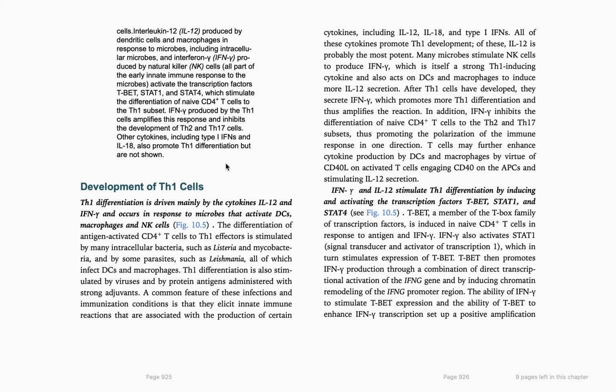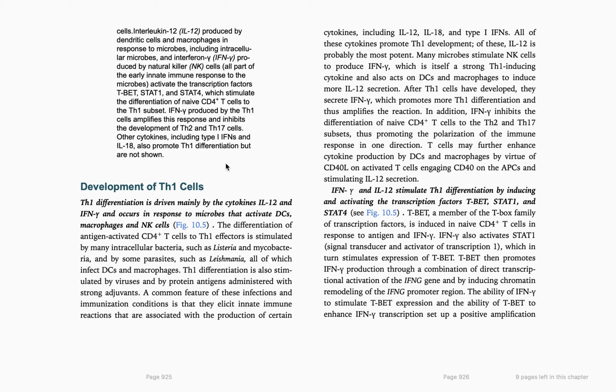After Th1 cells have developed, they secrete interferon gamma, which promotes more Th1 differentiation and thus amplifies the reaction. In addition, interferon gamma inhibits the differentiation of naive T cells to the T helper 2 and T helper 17 subsets, thus promoting the polarization of the immune response in one direction. T cells may further enhance cytokine production by dendritic cells and macrophages by virtue of CD40 ligand on activated T cells engaging CD40 on antigen presenting cells, stimulating interleukin 12 secretion.